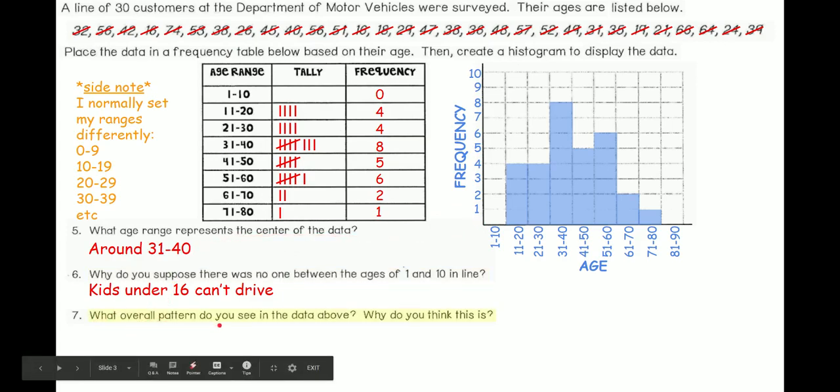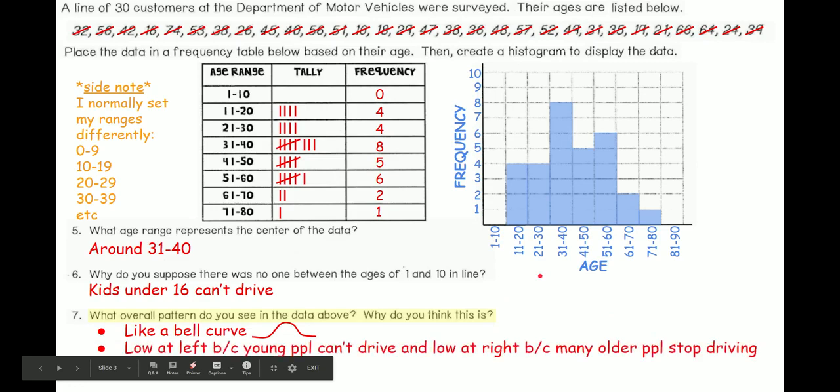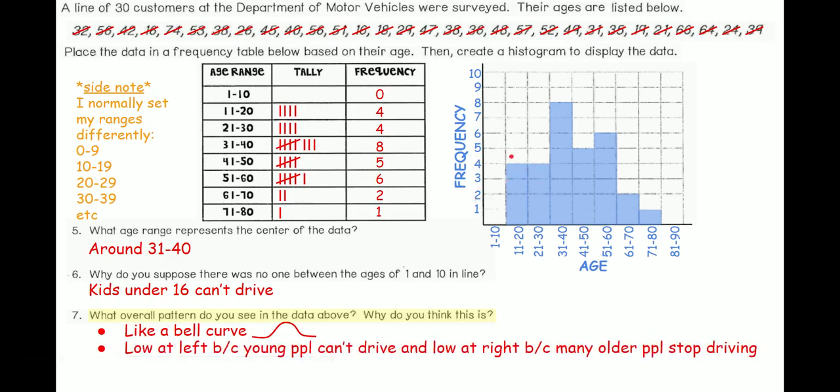So what's the overall pattern that we see in the data above? It's like a bell curve, and this is what we call a bell curve. It starts low, goes up, and goes back down. So this is our bell curve. And why does it seem to be a bell curve? Well, bell curves are low on the left because young people can't drive.